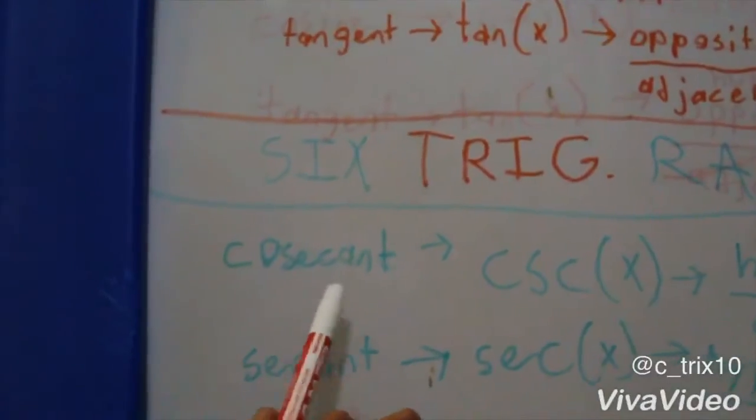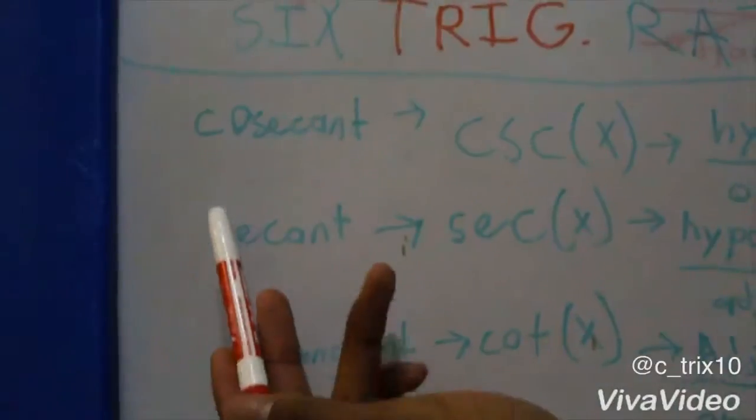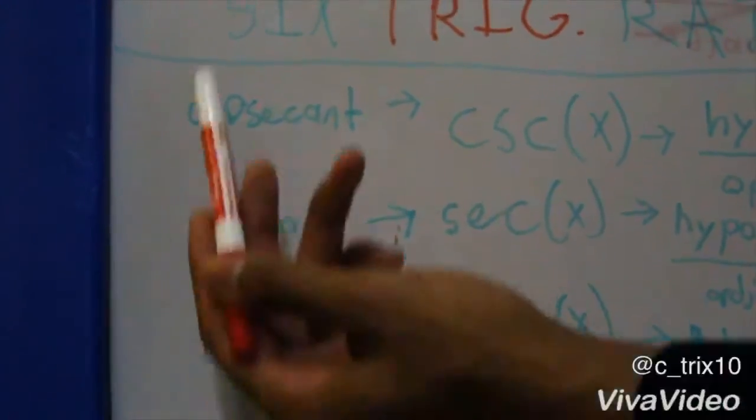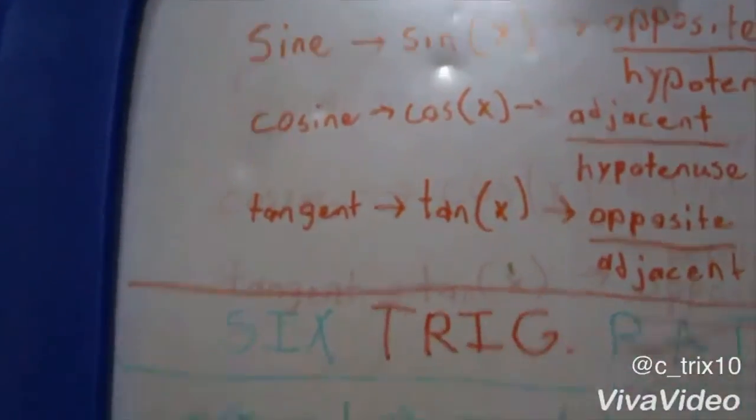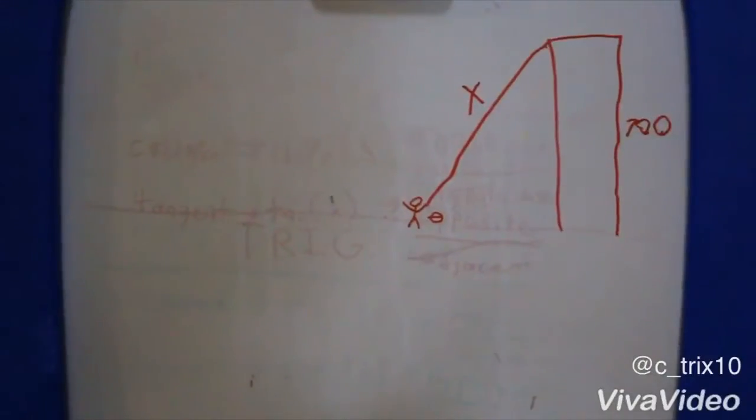For cosecant, it's just the opposite of what you would do for sine. Same goes for the other two, which are secant is the opposite of cosine, and cotangent is the opposite of tangent. So here's an example of a sine problem right here.